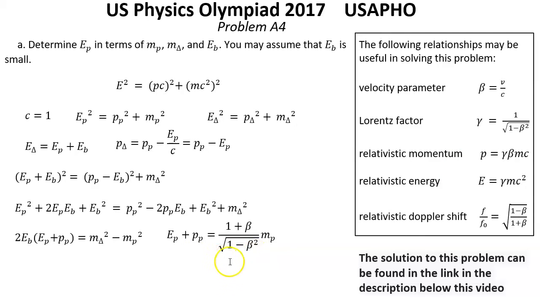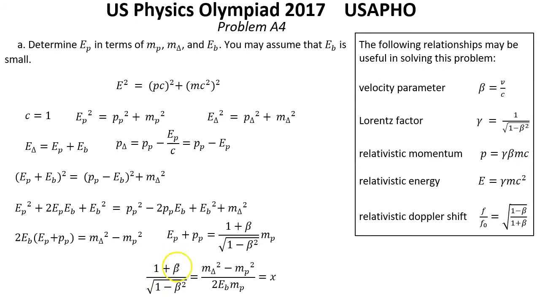And after all, we have a function of beta, from which we can find the relativistic velocity of the proton before collision. We have (1 plus beta) over square root of (1 minus beta squared) equal to this expression, which uses all the parameters we need, m_delta, m_p, and E_b, which we can call x. And from here we can find beta using x. That will be this expression.